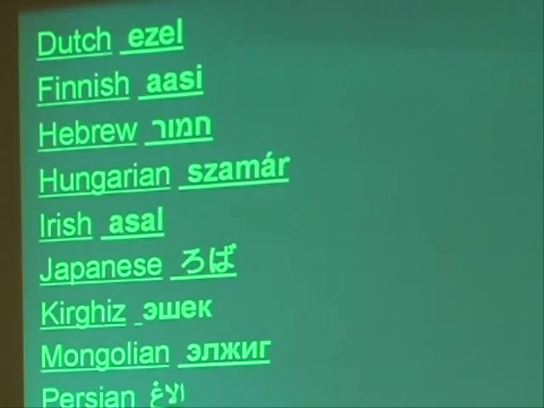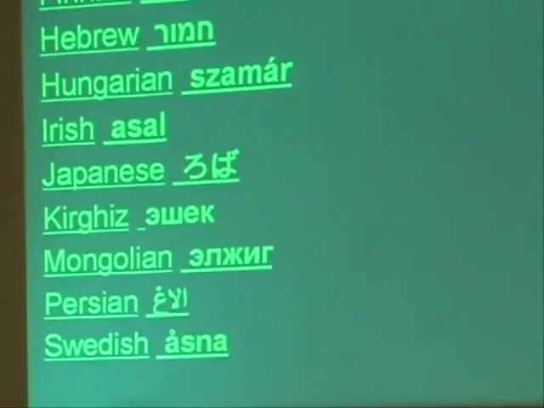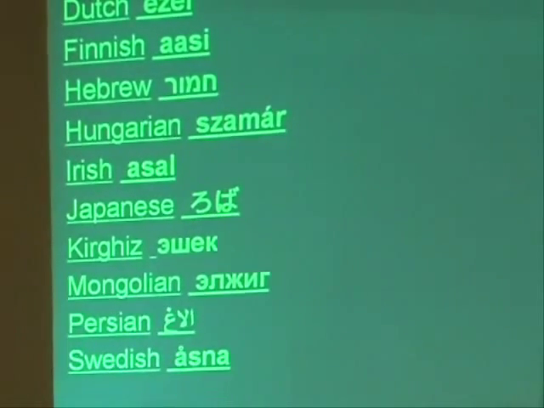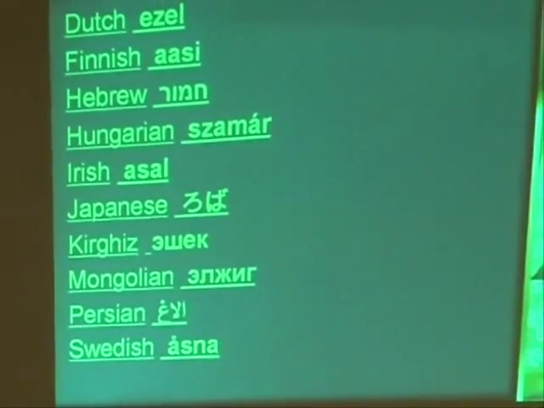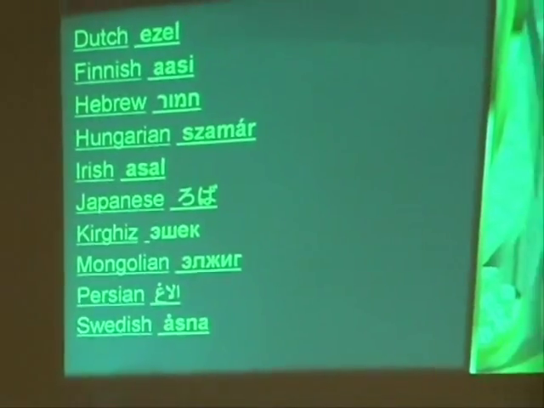In Swedish, it's osna. And in Hebrew, of course, hamor. And in Finnish, asi. Now, what are we seeing? Hungarian also, szamár. And there are more languages, but this is enough for now. Actually, Kyrgyz, Mongolian, and Turkish have a similar way, they call it eshek. Okay, fine. The question right now is, can we see from this any connection to Lashon HaKodesh?